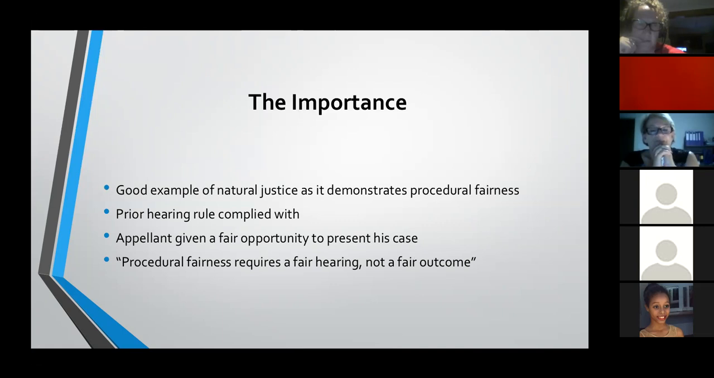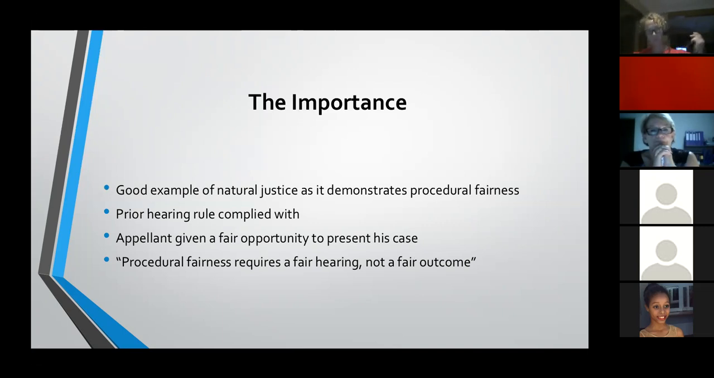The case of Sisbel and Minister for Immigration and Indigenous Affairs is a prime example of natural justice and procedural fairness. The appellant was given an opportunity to have his case heard, and furthermore, when unhappy with the judge's rulings, was given a chance to have the decision appealed.